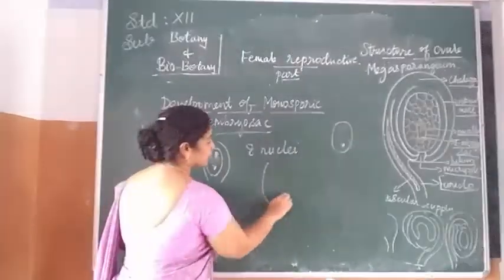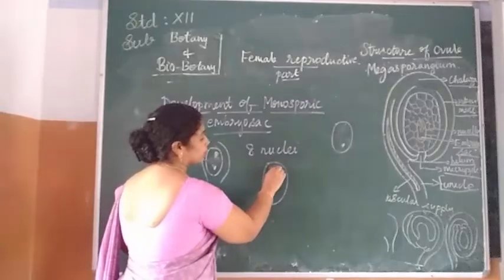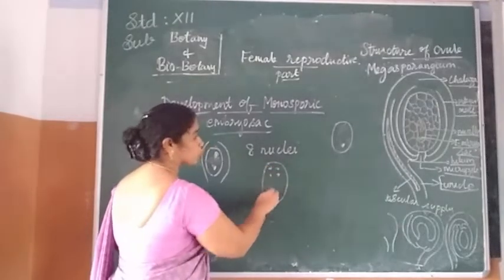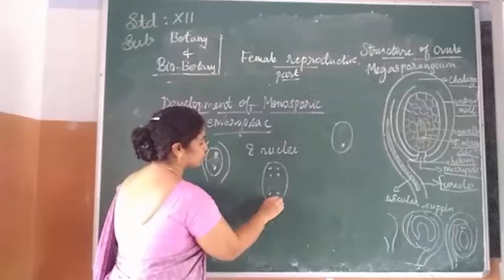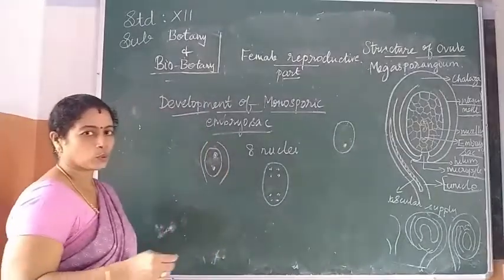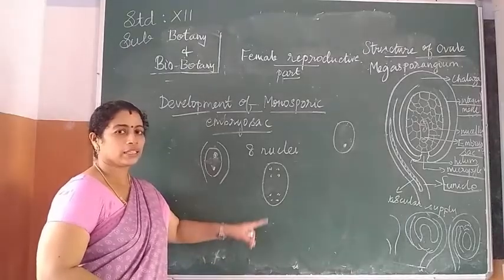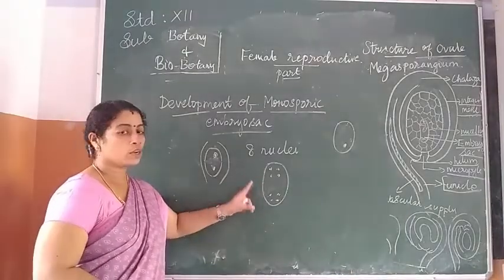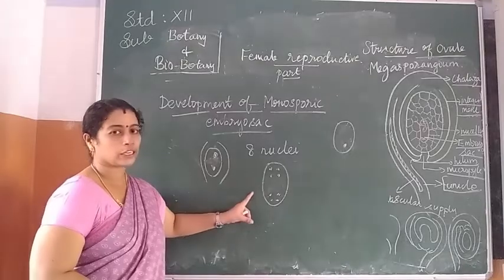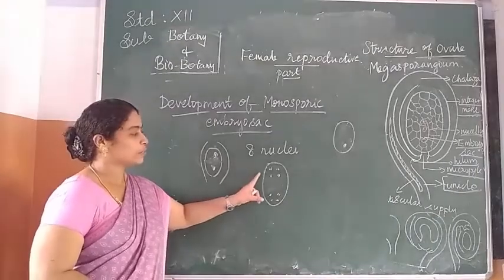So after the formation of 2 nuclei from the megaspore, it will again divide mitotically and form 8 nuclei. These 8 nuclei will be arranged at both the ends of the embryo sac. Okay, then what happens now?